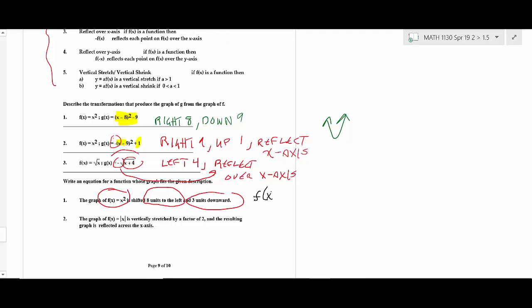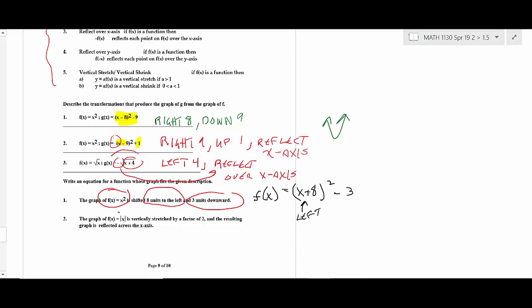We'd say f of x equals, all right, what do you need to do to make it go 8 to the left? x plus 8 inside the function, right? So it goes there. That's what's taking that to the left 8, like we learned. And then 3 downward, what do you do? Minus 3 outside the function like that. Okay? That's the idea.